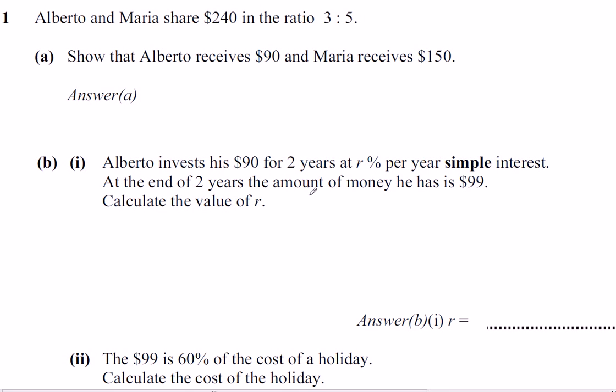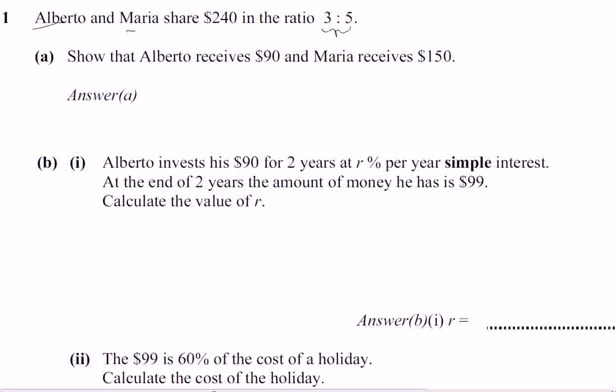Okay, so $240 is split between Alberto and Maria in the ratio 3 to 5. If you're familiar with this type of ratio and proportion question, you should know that $240 is being split into 8 portions, because there are 8 portions in total, and you can see that from the 3 to 5. There are 3 portions of the $240 going to Alberto, and 5 portions going to Maria.